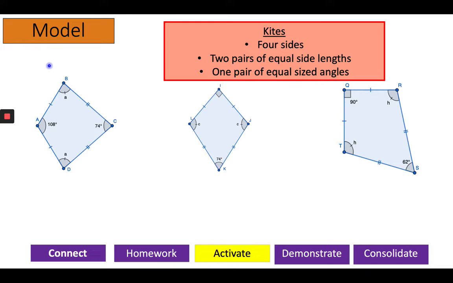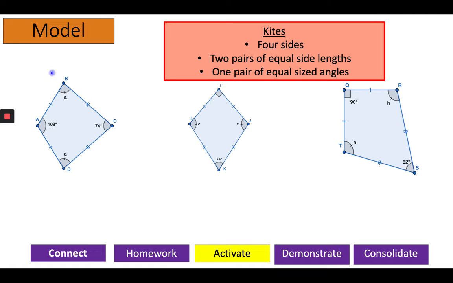We will now look at a special quadrilateral called kites. They have 2 pairs of equal side lengths and 1 pair of equal angles. So we see here that these 2 sides are equal and these 2 sides are equal, and then just these 2 angles are equal. To find the 2 unknown equal angles, we must add our known angles, then subtract that sum from 360 degrees, and then divide that difference by 2.